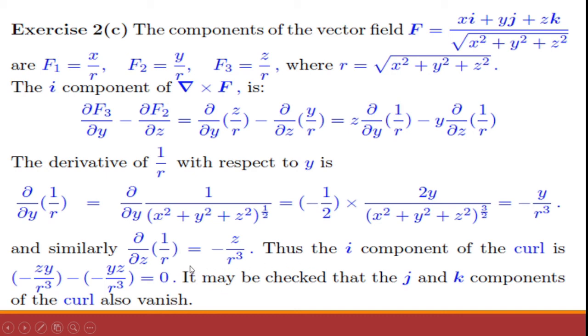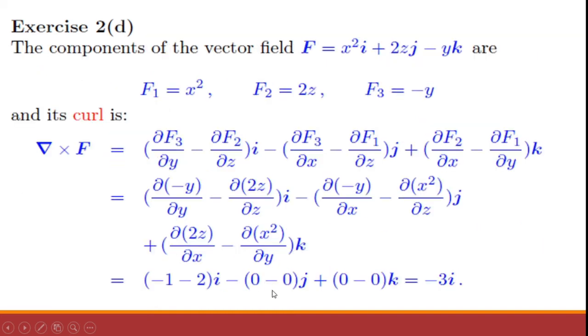And the i value we got as minus z by r cube. So in that way we have to solve our problem. Whereas if you observe here, again there is one more problem. So here we have taken F is equal to x square i plus 2z j minus y k, and we are finding the curl. After finding the curl using determinant, at last if you see the solution, it's in the component form called i. That means it's in the direction of i. So minus 3 is the magnitude, i is the direction. Magnitude and direction means it is a vector.